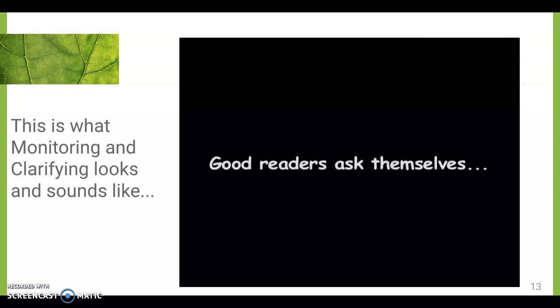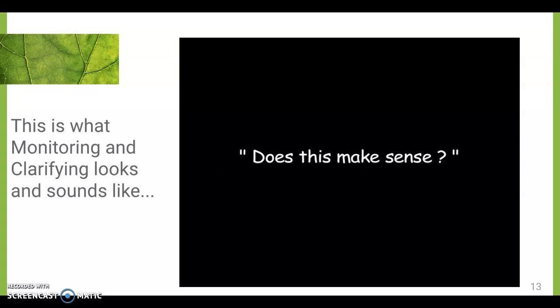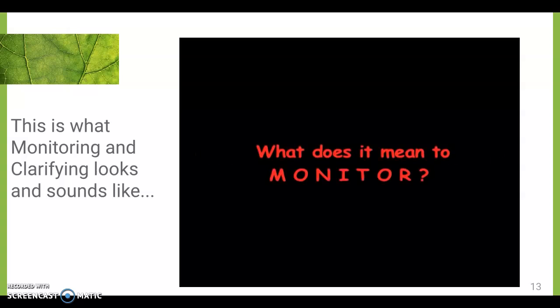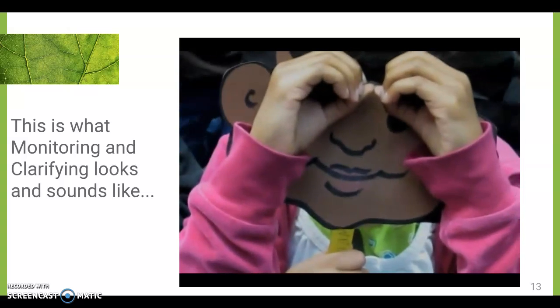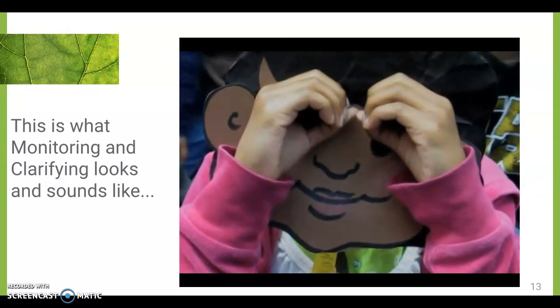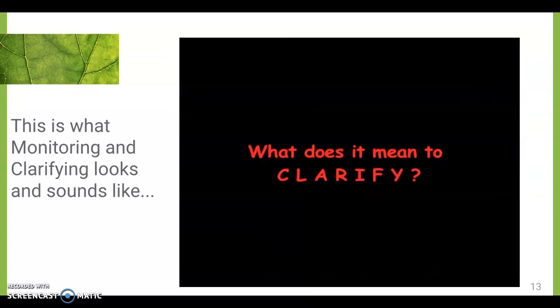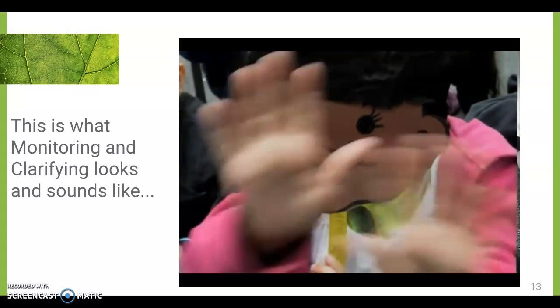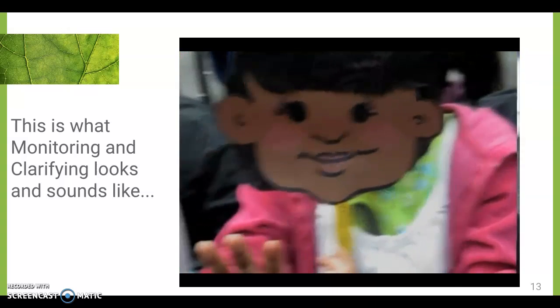Readers ask themselves, does this make sense? Have I learned what I needed to learn? What does it mean to monitor? Monitoring means that I watch something over a period of time. What does it mean to clarify? It means to clear it up and see if it makes sense.